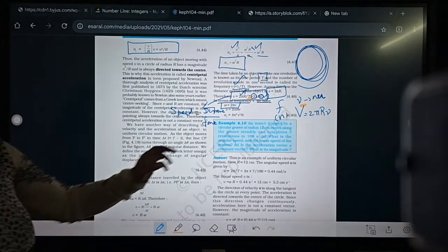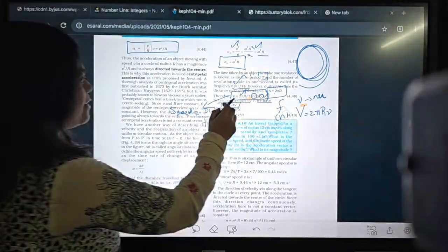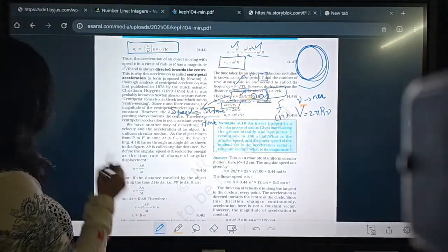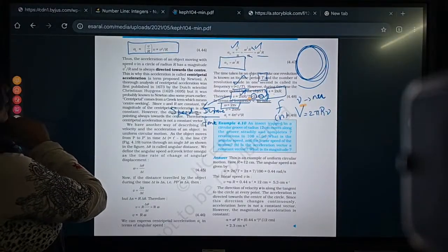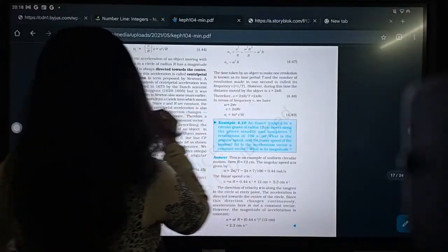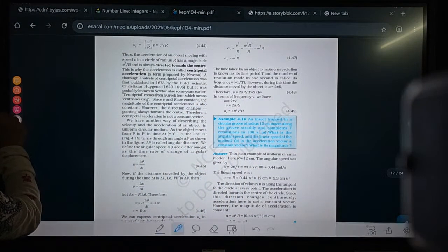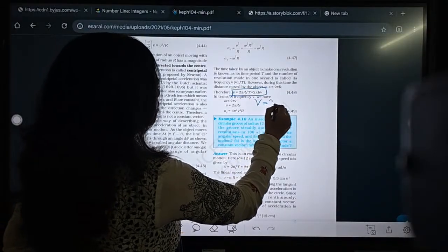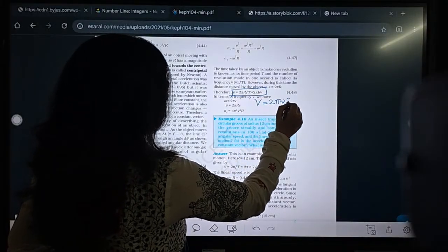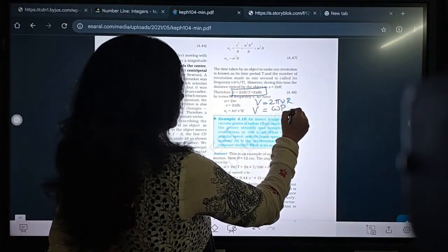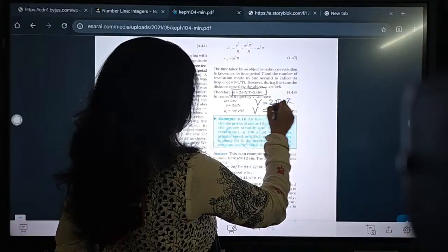So what is this velocity? You can compare this, right? What is the V you have calculated from it? Very good. Here it says V is equal to 2 pi nu into R. You know V is equal to R omega, right? So in the place of omega, it is 2 pi nu.